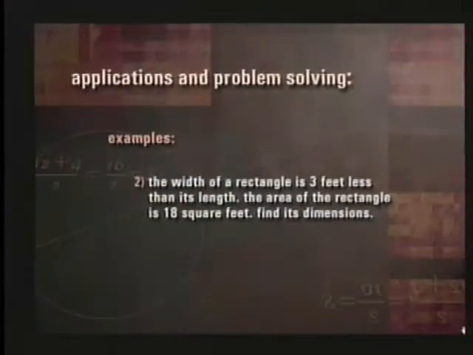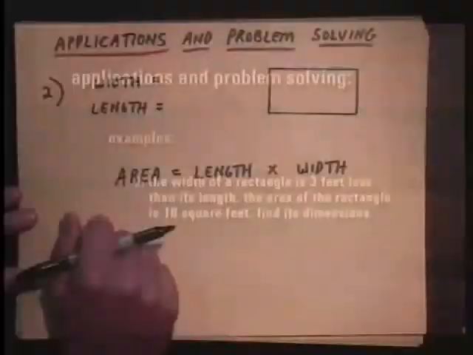Number 2, the width of a rectangle is 3 feet less than its length. The area of the rectangle is 18 square feet. Find its dimensions. We're going to talk about some problem solving late into this episode, maybe early into the next one when we come back. So you can see where you can use these quadratic formulas. So let's go to the examples now here.